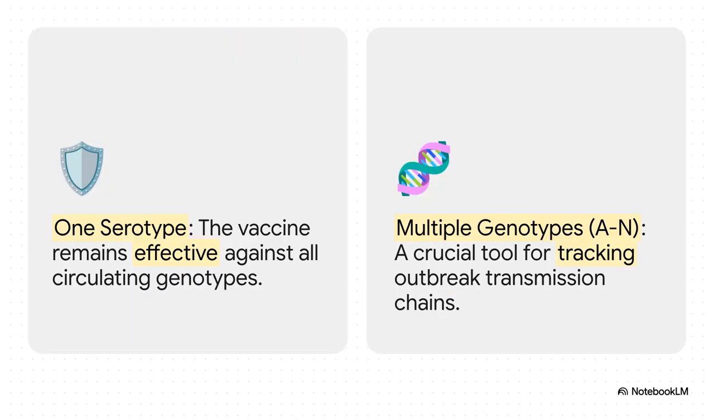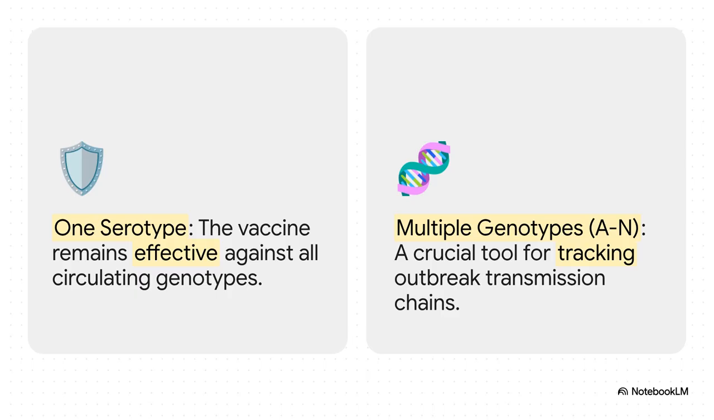And this highlights a distinction that is just so important to understand. From an antigenic point of view, there's only one serotype of mumps virus. Now, this is fantastic news because it means our vaccine, which is based on genotype A, works against all the strains that are out there.